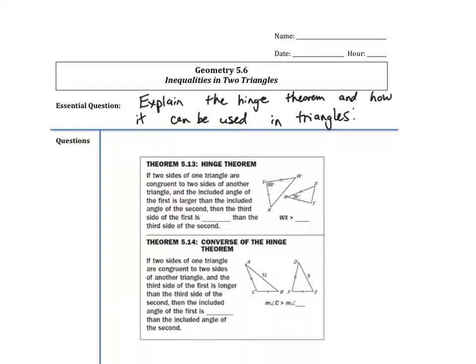All right, section 5.6 is more inequalities in two triangles. And what we will do today is explain the hinge theorem and how it can be used in triangles.